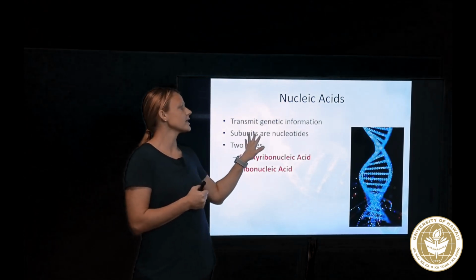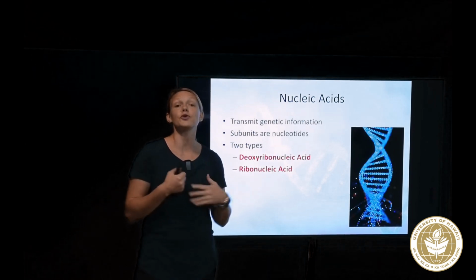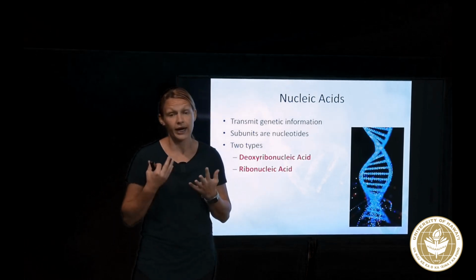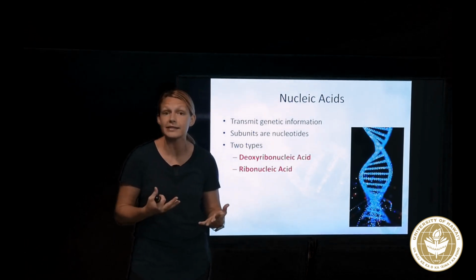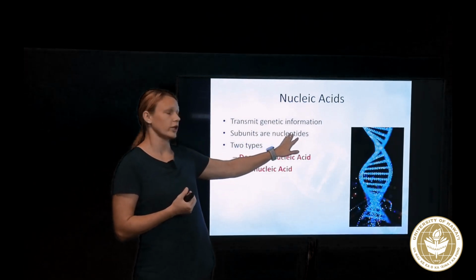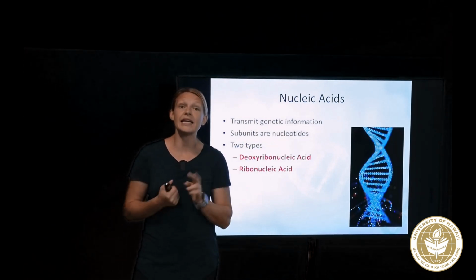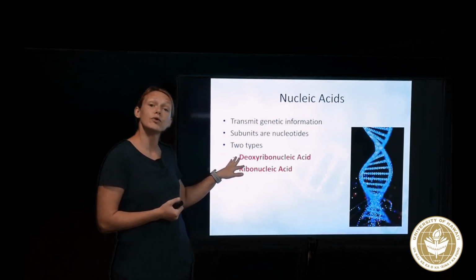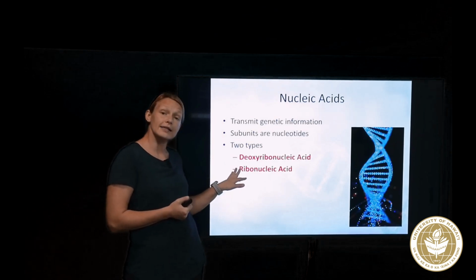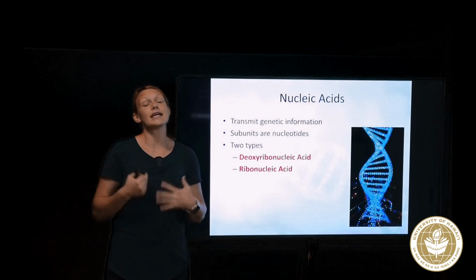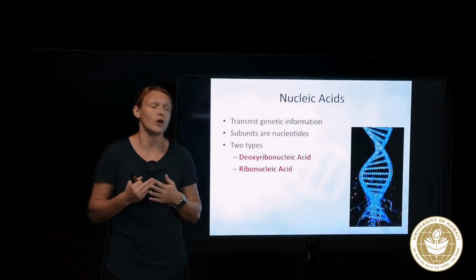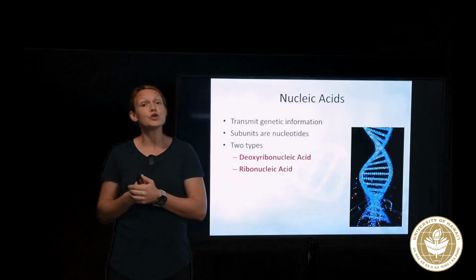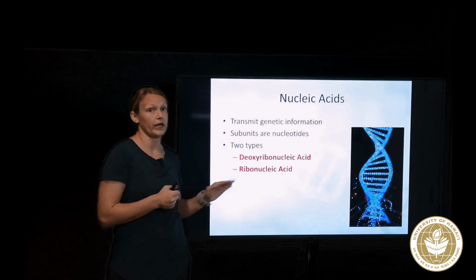The subunits of nucleic acids are going to be your nucleotides. So just like carbohydrates had different types of monosaccharides or disaccharides, proteins have amino acids, nucleic acids are going to have nucleotides. And there are 2 main types of nucleic acids: deoxyribonucleic acid, or DNA, and ribonucleic acid, or RNA. So in this lecture today, we are going to solely focus on deoxyribonucleic acid, or DNA. But throughout this Unit 3, we will be talking about RNA as well.